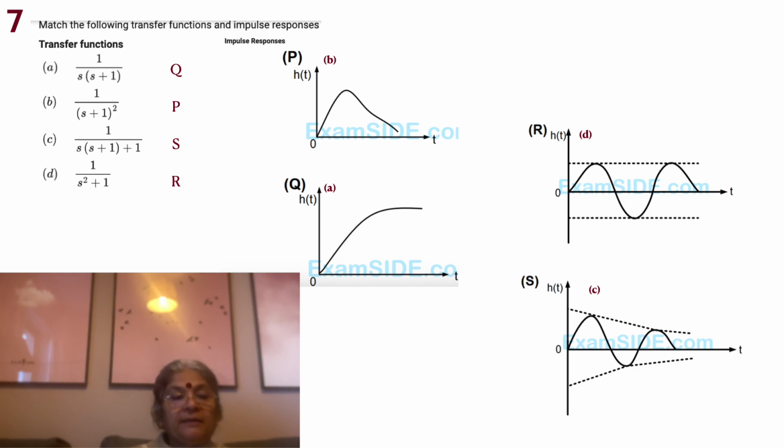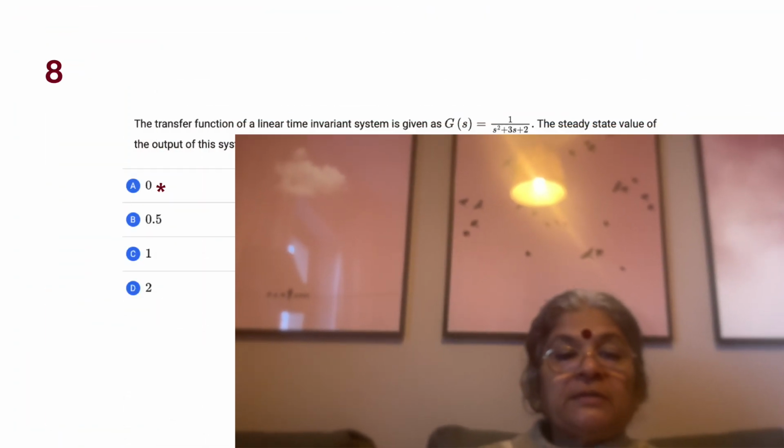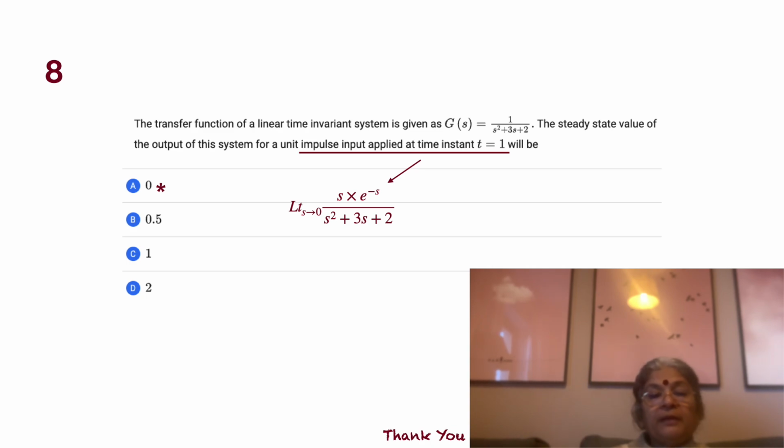So we come to the last slide and the last problem, which is 8. What does it tell us? The transfer function of a linear time invariant system is given as G(s) equal to 1 by s square plus 3s plus 2. The steady state value of the output, in other words, this is the same as the final value theorem. The output of this system for a unit impulse input applied at t equal to 1. So we have an output given by the Laplace transform of H(s) multiplied by X(s), where X(s) is the input, and the unit impulse was applied at t equal to 1. So its Laplace transform is equal to 1 into e raised to minus s.